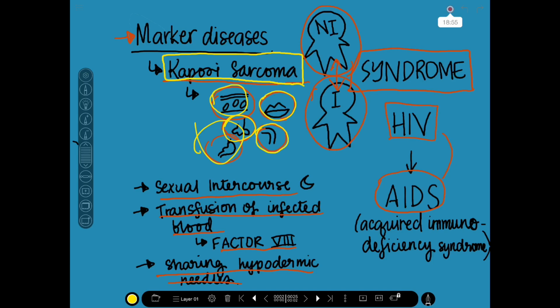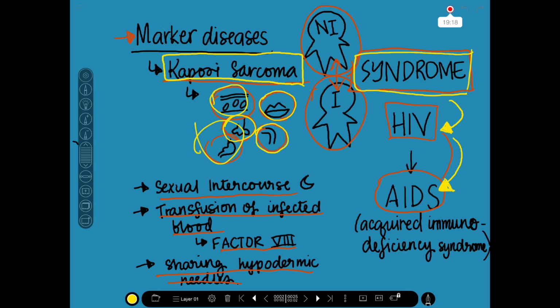So having several diseases or conditions like that is called a syndrome, and if that syndrome is due to HIV being present in the body, the patient is said to have AIDS. AIDS is acquired immunodeficiency syndrome.